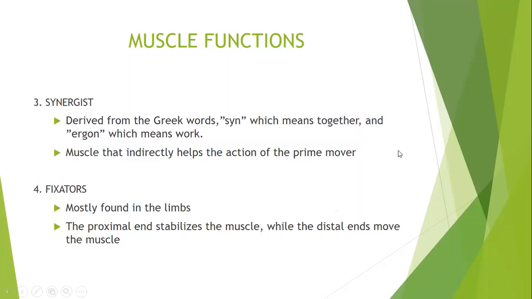Then we have the synergists, derived from the Greek word syn, which means together, and ergon, which means work. These are muscles that indirectly help the action of the prime mover. And then we have the fixators. These are mostly found in the limbs, and the proximal end will stabilize the muscle while the distal end will move the muscle.